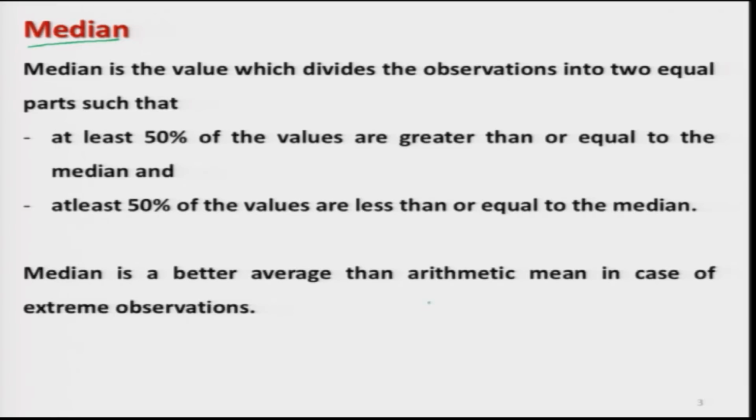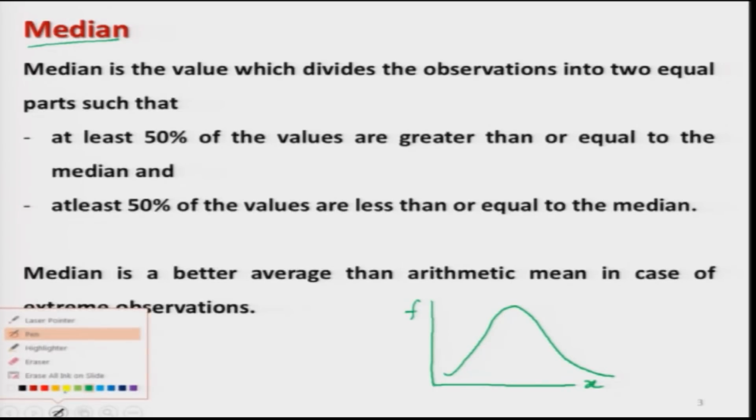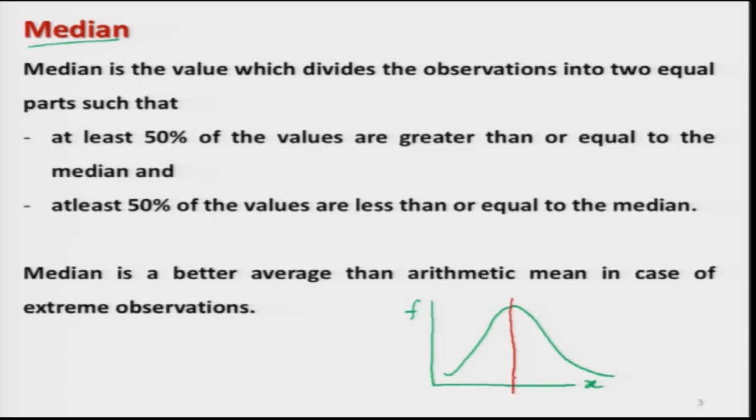Now, going through the definition, suppose I plot the frequency curve like this, and suppose I would like to divide the entire frequency into two equal parts, such that 50% of the frequency is on the left side of this red vertical line and 50% of the frequency is on the right hand side of this red vertical line. The value corresponding to this line is called the median.